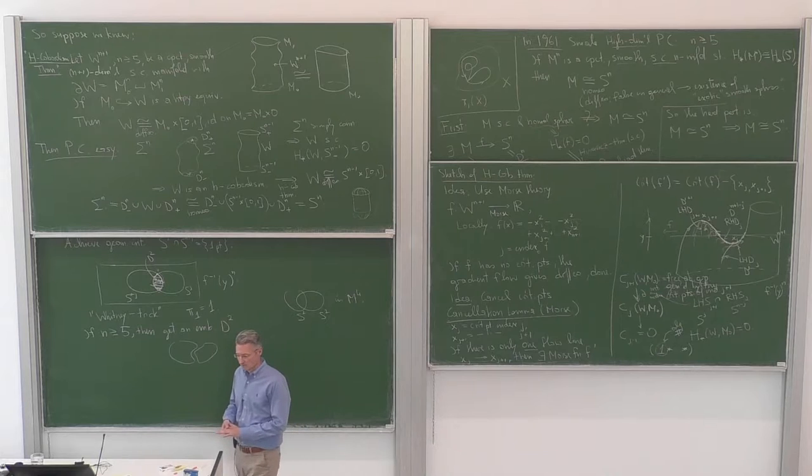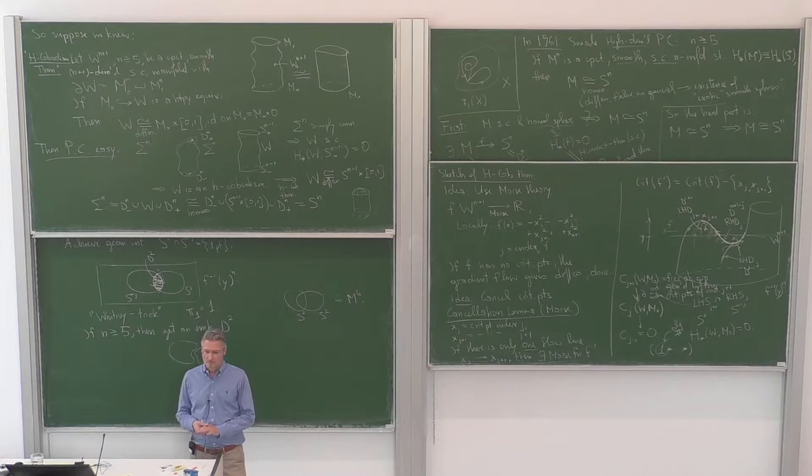Okay. Is the topological proof in high dimension following the same sort of argument but replacing Morse theory by something else, or is it completely different? It's completely different, actually.